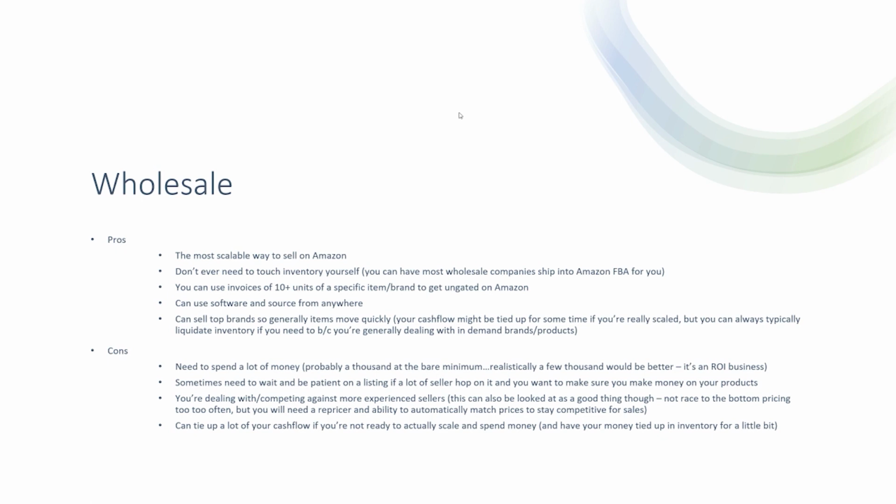Some of the cons are that you need to spend a lot of money, probably 1,000 at the very bare minimum to start this. And realistically, you probably need a few thousand. That's probably ideal because, again, it's an ROI business and you need to scale, okay? And sometimes you need to wait and be patient on a listing if a lot of top sellers hop onto it, and you want to make sure that you make money on products. It's very similar to books in that aspect.